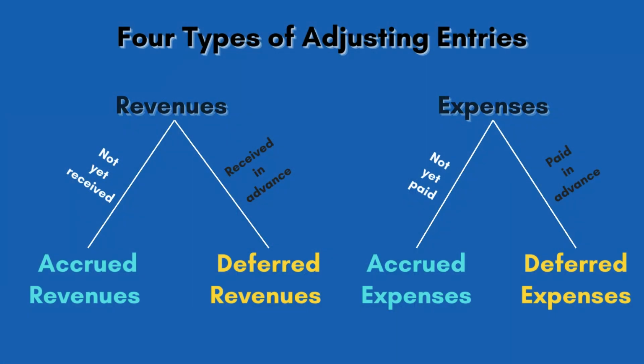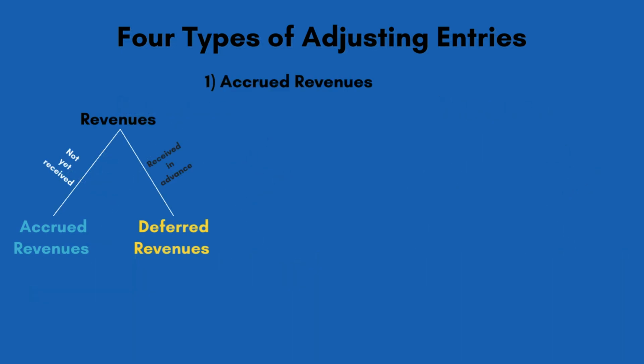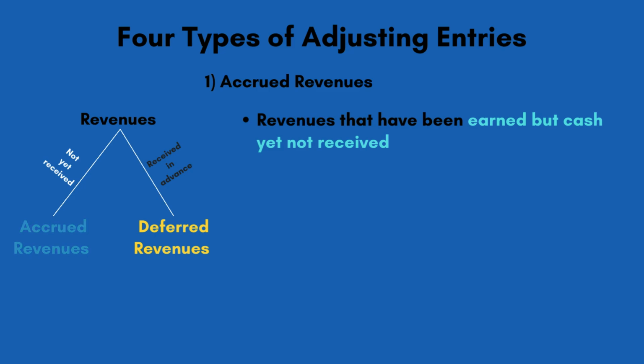There are 4 types of adjusting entries, and they can be categorized into 2 groups by their sources: revenues and expenses. First, accrued revenues. These are revenues that have been earned but not yet recorded because cash will be received after the services are performed or goods are delivered.